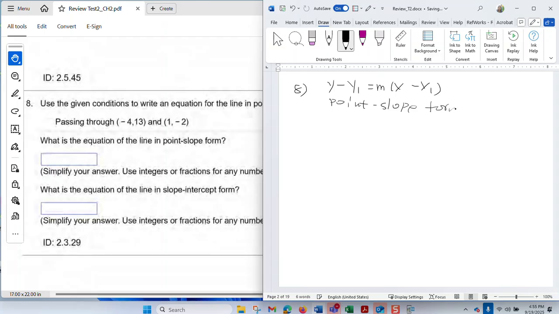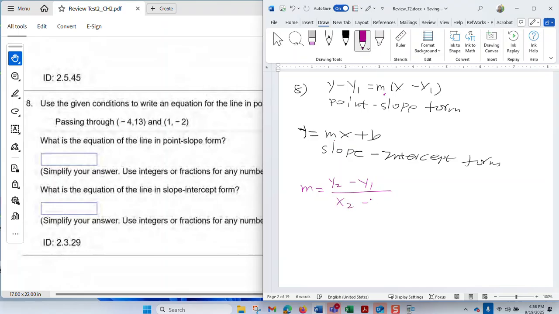If you write y equals mx plus b, this is called slope intercept form. So you have 2 different forms here, but either way, you have to find the slope m. So m will be y2 minus y1 over x2 minus x1, right?